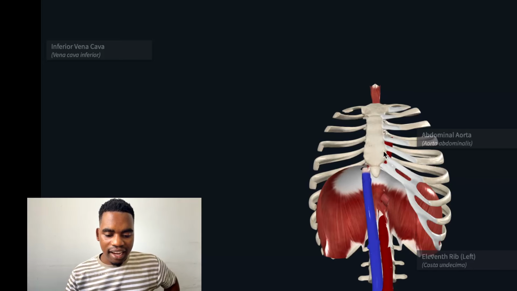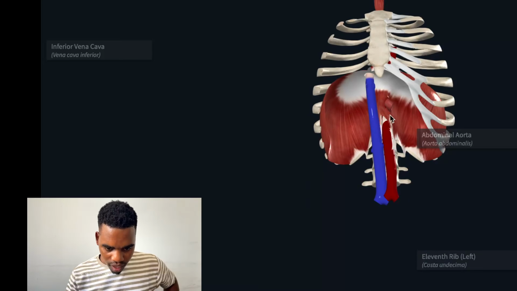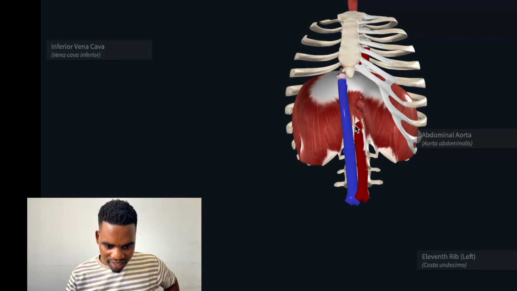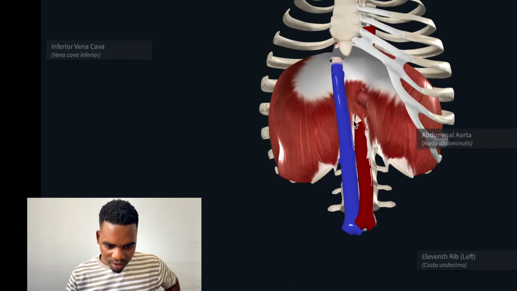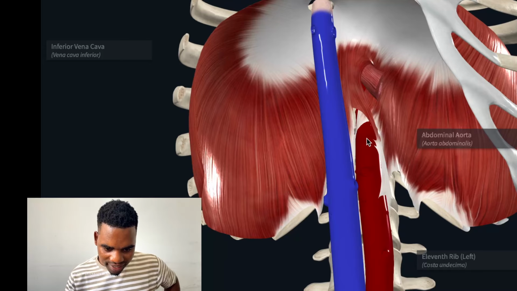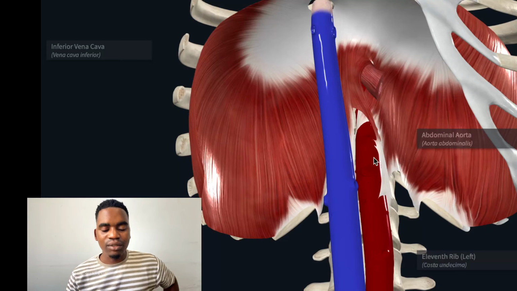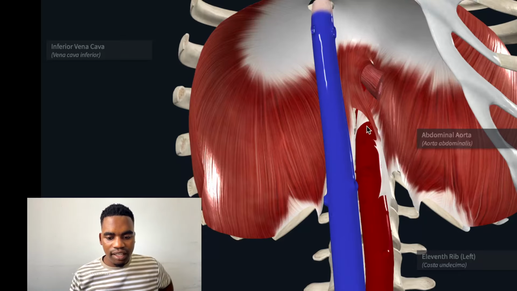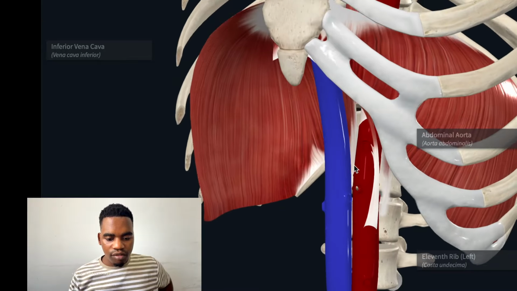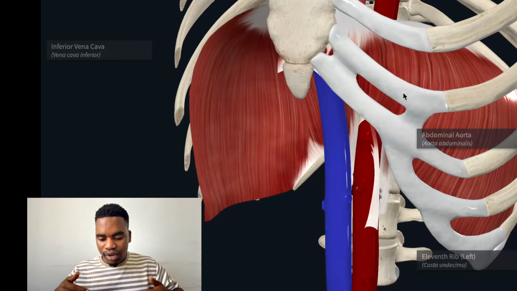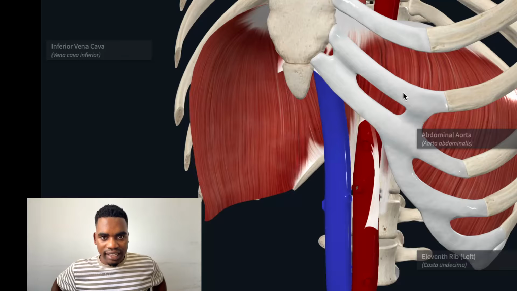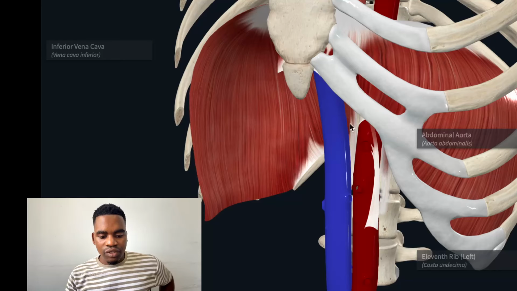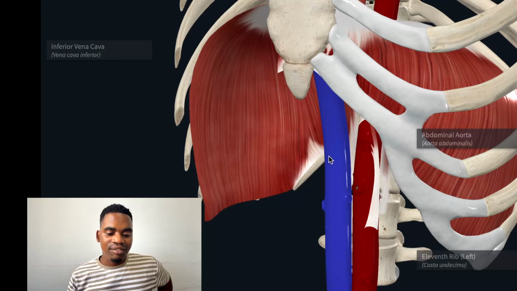We also have another opening downside here. Let me show you. This is the opening for the abdominal aorta, and it's called the aortic hiatus, and the aortic hiatus is at the level of T12. The thoracic aorta, once it passes through the diaphragm, becomes the abdominal aorta, and it passes through the diaphragm at the level of T12 at the aortic hiatus. What are the other structures passing through the aortic hiatus? We have the thoracic duct and the azygos vein.